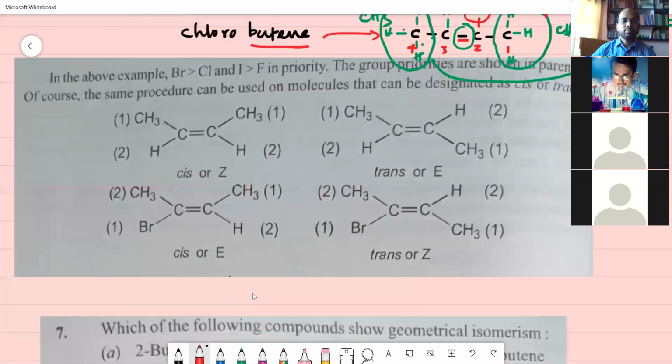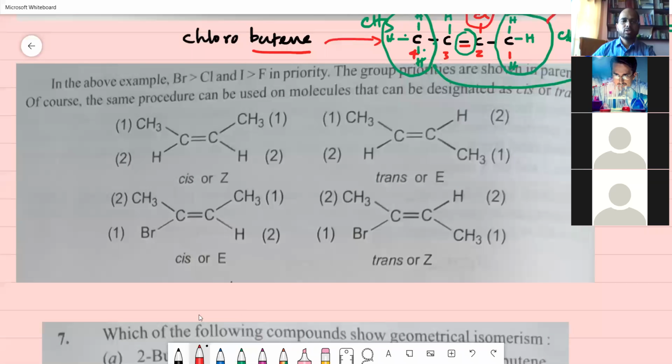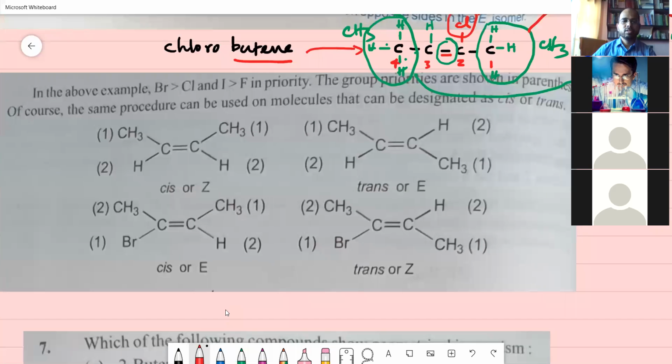Here is another example. The group priorities are shown in parentheses, and the molecules can be designated cis or trans. So here is the example. I'll just work it out directly. You draw a line here. You'll see this is 6 and this is 1, and this is 1. This is also 6. So 6 and 6, same side. Same side means Z or cis.